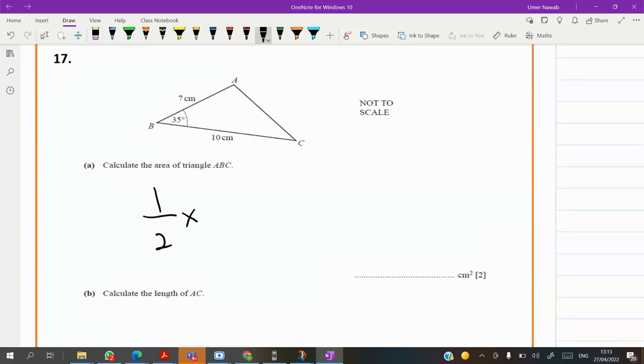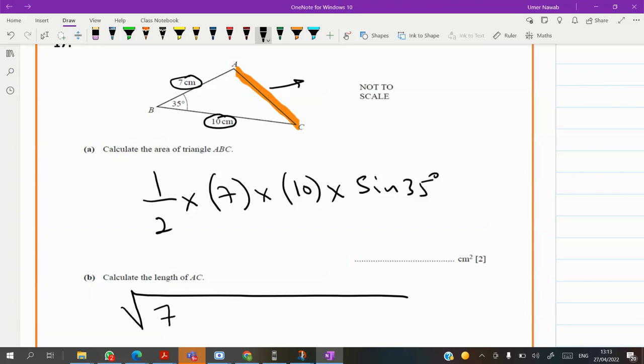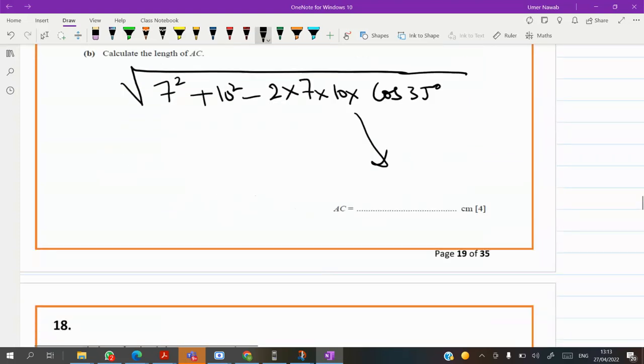Area of a triangle: half times 7 times 10 times sine of 35. For the length of AC, we need to use the cosine rule if you want to find the length. The cosine rule uses the two sides which are the arms of the angle 35. So 7 squared plus 10 squared minus 2 times 7 times 10 times cosine of 35. This idea will be explained in more detail in trigonometry.